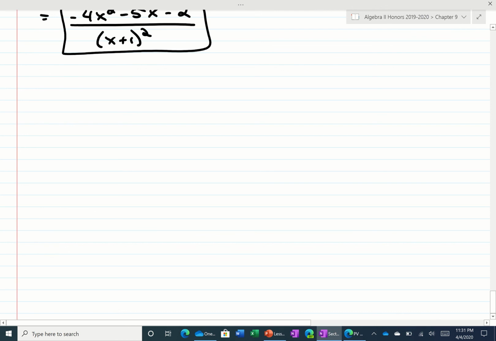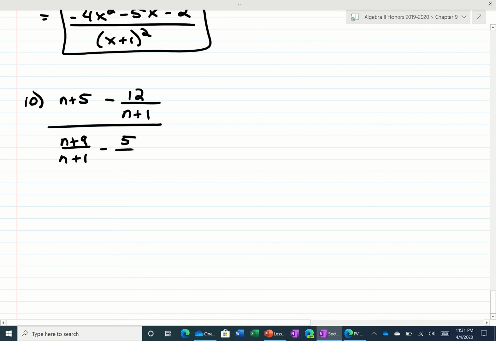So number 10 and number 12 look kind of the same thing, so I'll do number 10. Number 10, it says n plus 5 minus 12 over n plus 1, all divided by n plus 9 over n plus 1 minus 5 over n, so that'll be fun. We'll get a common denominator on top and bottom. And let's see. We'll do number 11 also.